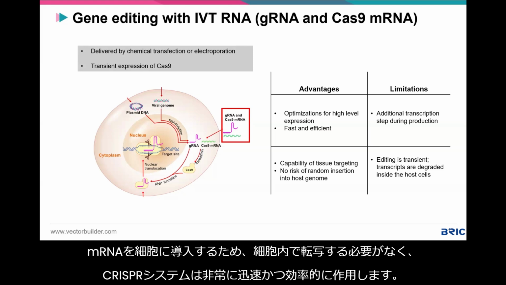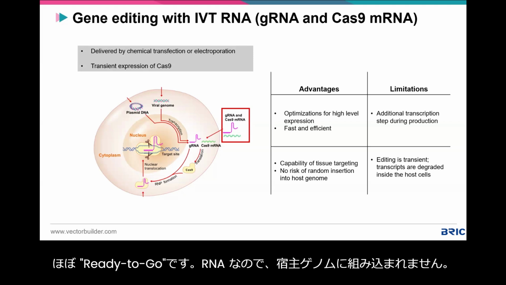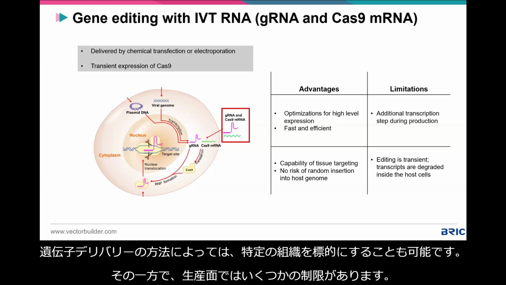And because we are introducing mRNA into the cells, transcription does not have to happen inside the cell, which means that the action of the CRISPR system is pretty fast and efficient. It's almost ready to go. And because it's RNA, it will not integrate into the host genome. And there is also capability, depending on the delivery method, of targeting specific tissues.